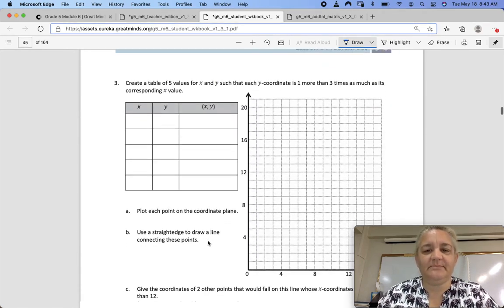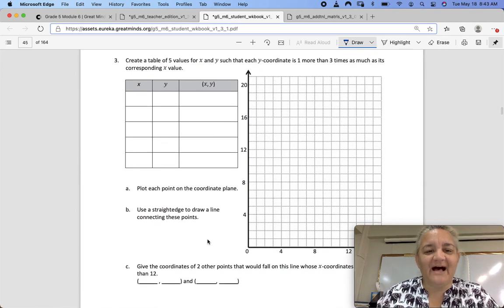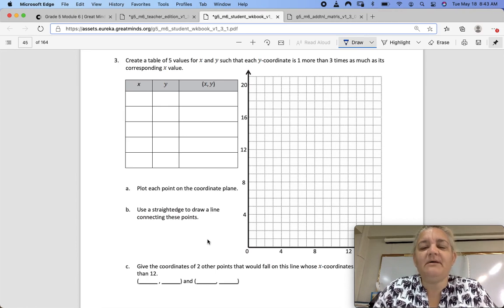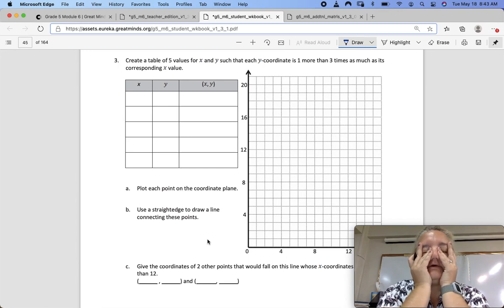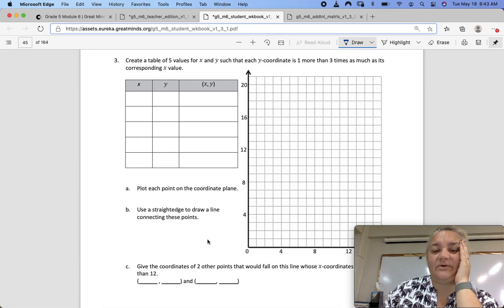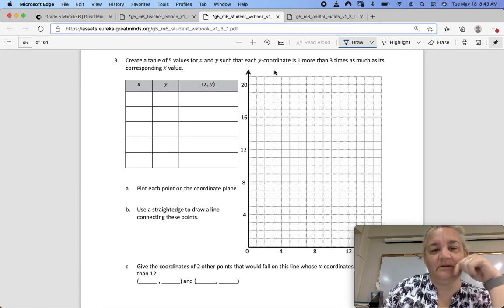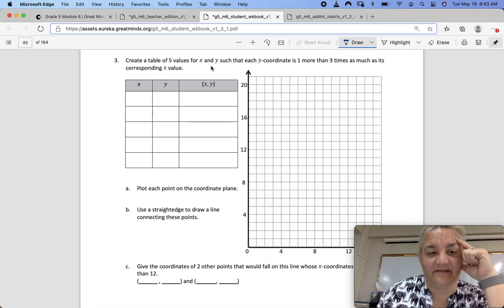Good. All right, number 3. Create a table of 5 values for x and y such that the y coordinate is 1 more than 3 times as much as its corresponding x value. Okay, let me think about this. The y-coordinate, oh, this is a hard one. Okay, you have to read the English very carefully. The y-coordinate is 1 more than 3 times as much as its corresponding x-coordinate.